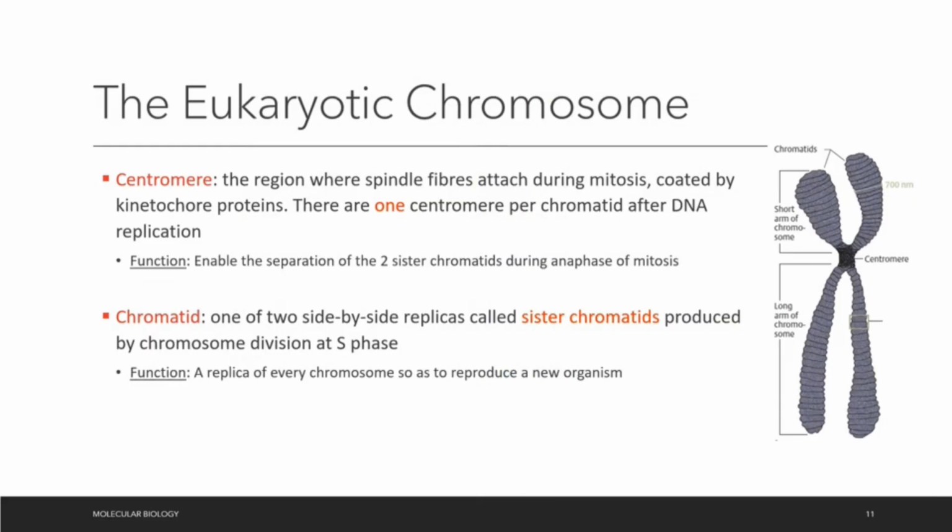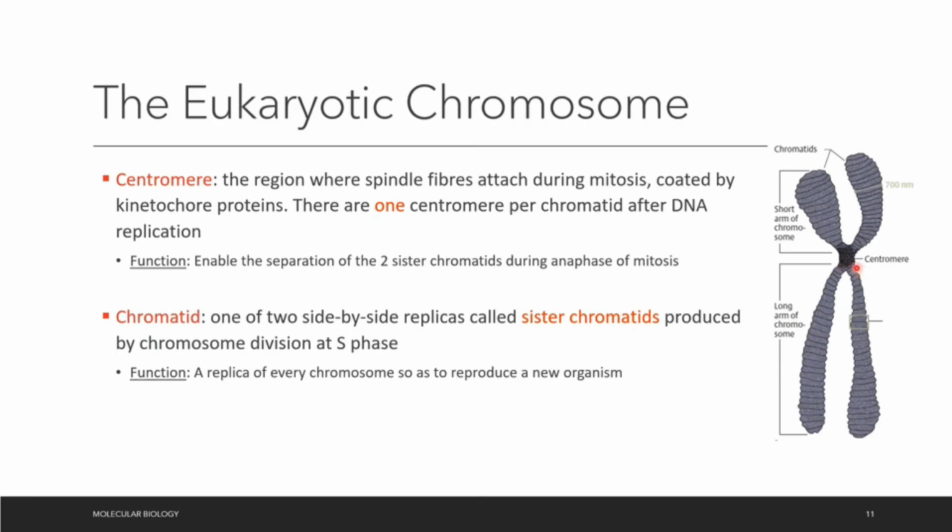The eukaryotic chromosome is made up of multiple different parts. You have learned this, I think, in CBB, I hope. We start with the centromere, which is in the middle of a chromosome. This is the region where the spindle fibers will attach during mitosis. And this centromere region is coated by kinetochore core proteins. These are the proteins which help the sister chromatids to separate.